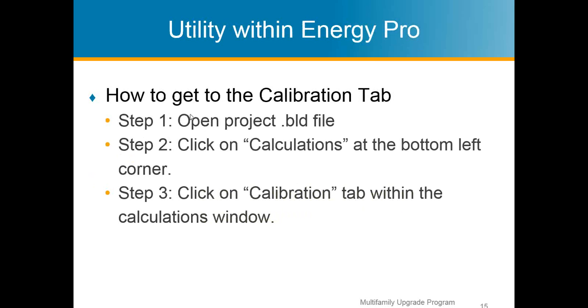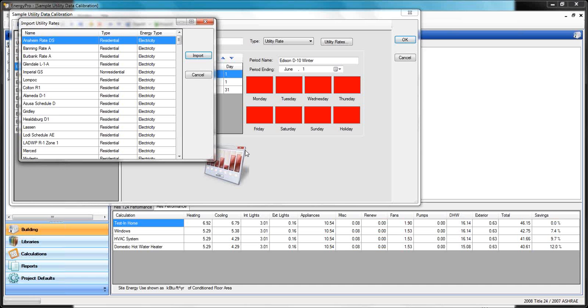So for people that are not familiar with how to get to the calibration section in EnergyPro, basically open your project BLD file, and then at the bottom left corner you click on the calculations, and then click on the calibration tab within that calculations window. So I'll show you that now within EnergyPro.